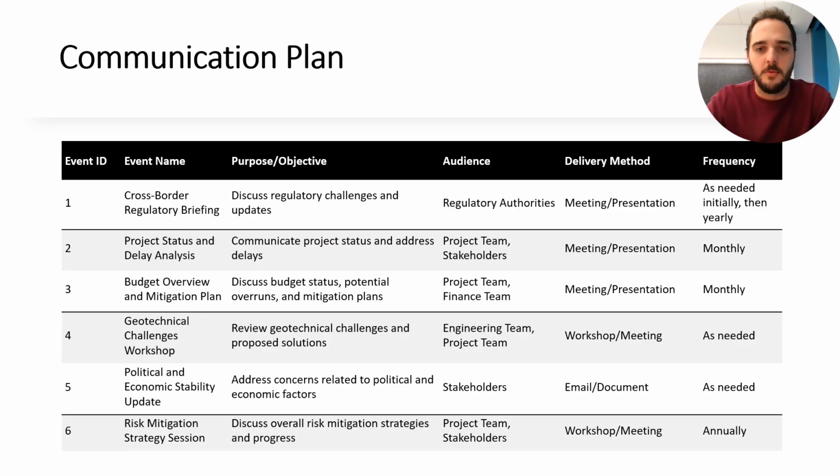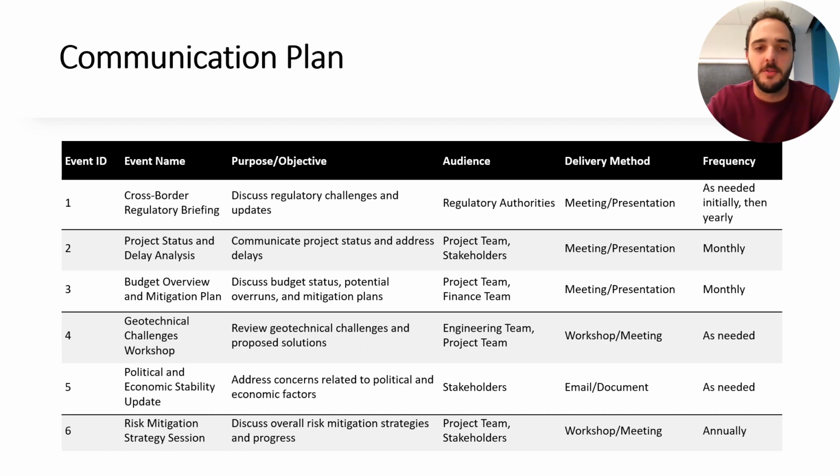Regarding the 5 main initial risks that our team identified, we have developed this communication plan to help mitigate any impacts on the project. Looking at the cross-border regulatory risk, our team suggests a yearly meeting with the regulating authorities to discuss any challenges and updates to the law. We do understand that in the beginning these meetings will need to be more frequent, but we expect a yearly follow-up throughout the lifetime of the project. We also recommend a monthly project status meeting to look at the evolution and address any possible delays as soon as possible. This meeting should have the presence of the project team as well as the stakeholders.